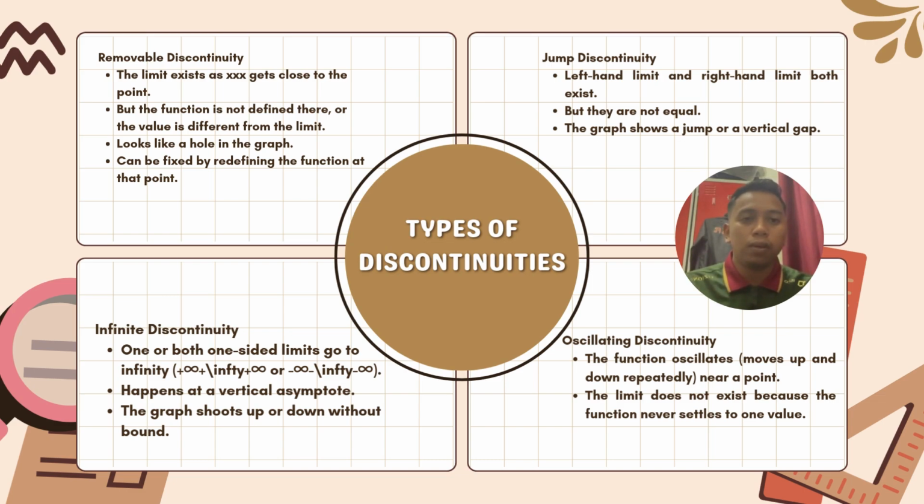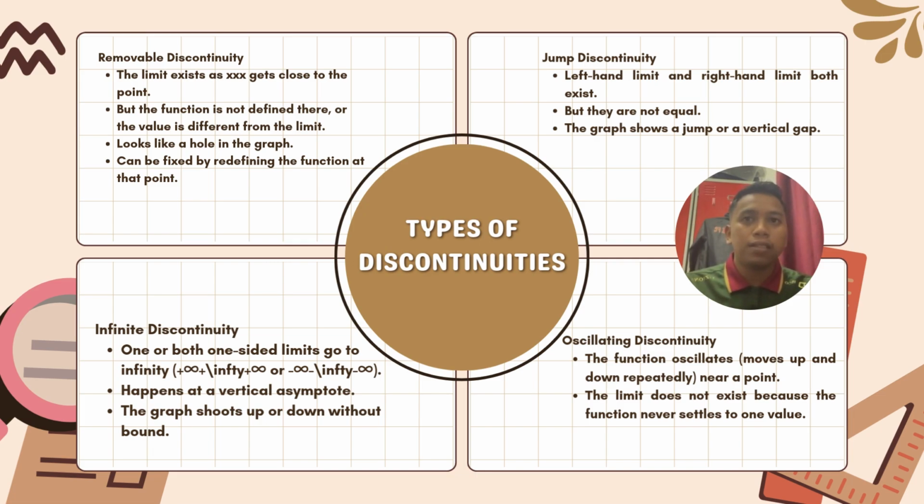We have four types of discontinuity. Firstly, removable discontinuity. The limit of the function as x approaches the point exists, but either the function is undefined at that point or its value does not equal the limit. Graphically, this appears as a single hole in the graph and can be removed by redefining the function at that point.